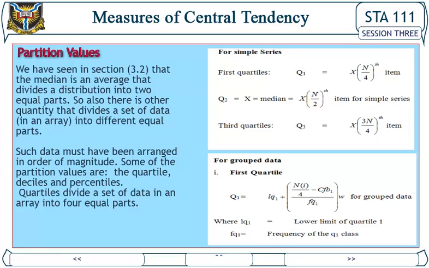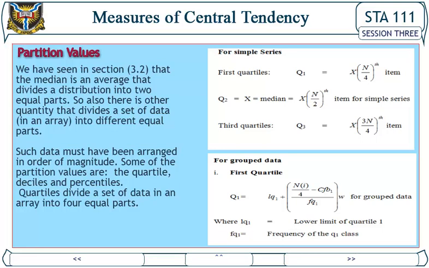Partition values. We have seen in section 3.2 that the median is an average that divides a distribution into two equal parts. So also, there are other quantities that divide a set of data in an array into different equal parts. Such data must have been arranged in order of magnitude. Some of the partition values are the quartiles, deciles, and percentiles.